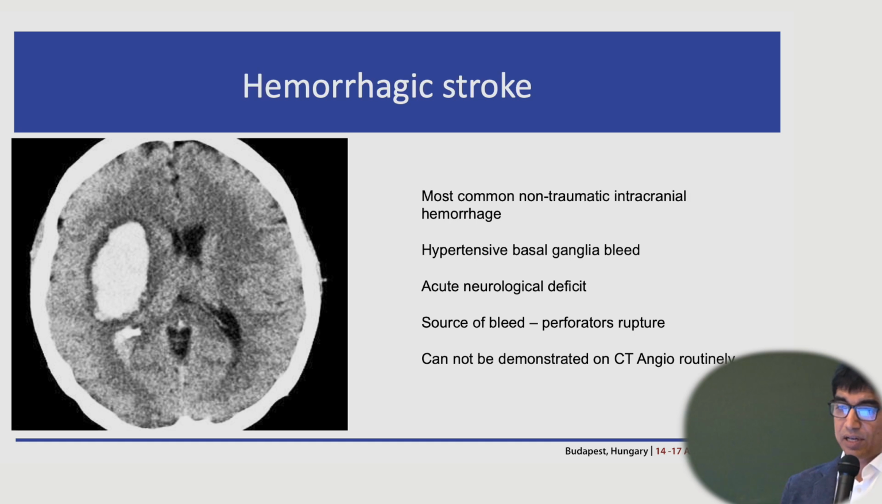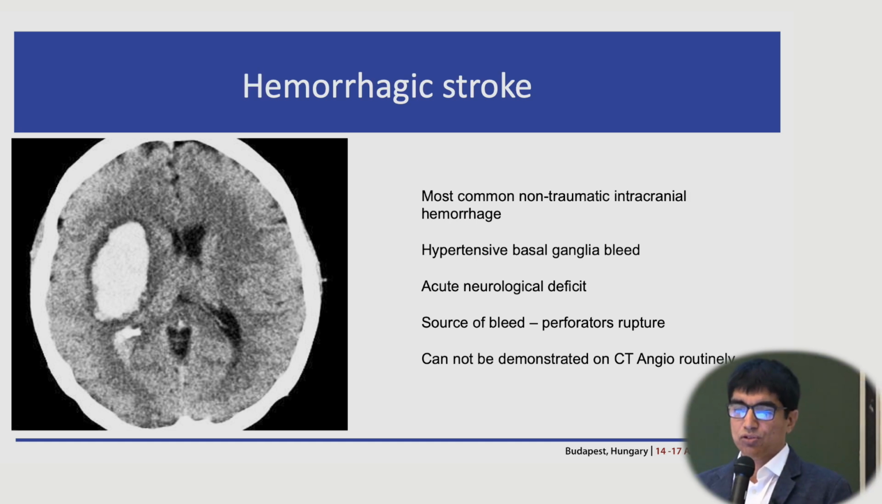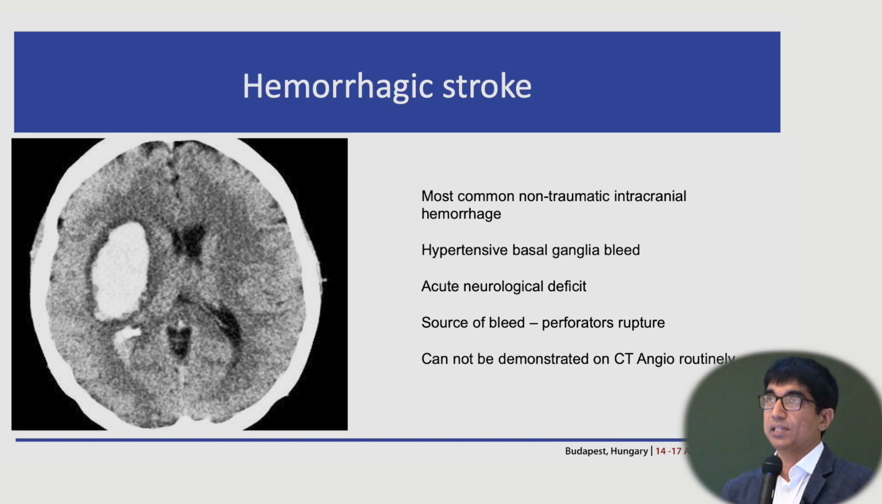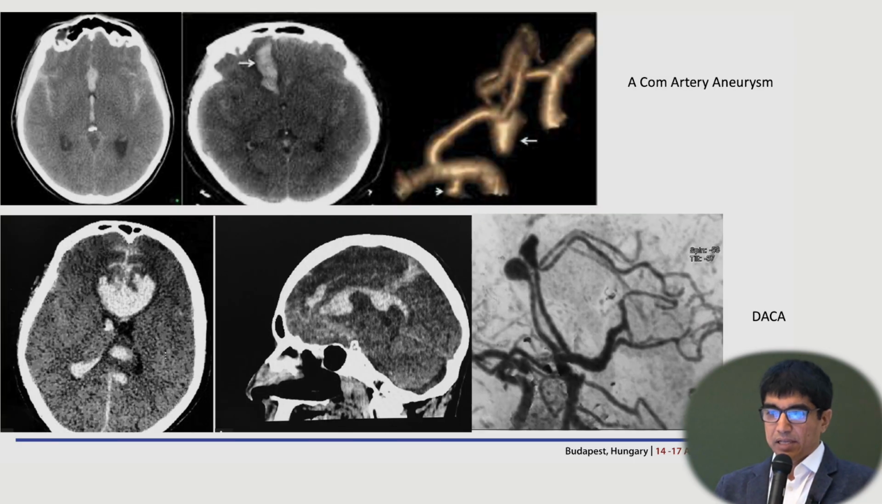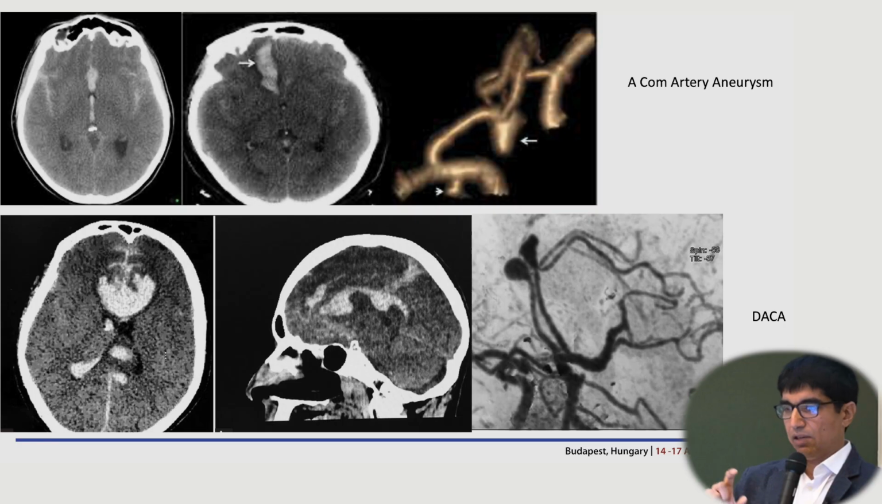So the next end of the spectrum is hemorrhagic stroke, and the most common would be a hypertensive basal ganglionic bleed, which would be a globular or an overt swelling in the hemorrhage in the basal ganglionic region, which might dissect into the ventricles, causing intraventricular hemorrhage. So most of these strokes are caused by perforator bleeds and cannot be picked up by angiography. So no need of doing a catheter angiography or a CT angio in these patients if you have a picture like this.